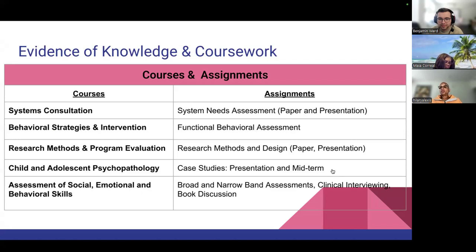And we also learned how to use qualitative information with our case studies. Qualitative information was really informative, as well as the different kinds of assessments that we may have used, and other data that we obtained to help understand a student's psychopathology. And lastly, in our social emotional behavioral skills class, we used different assessments, including the MASC and the BASC and the Vineland, as well as clinical interviewing to help understand a student in this realm.